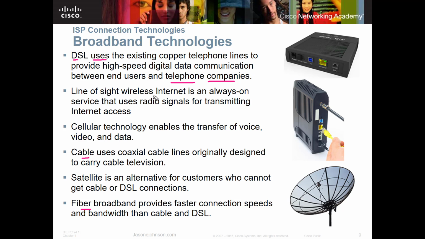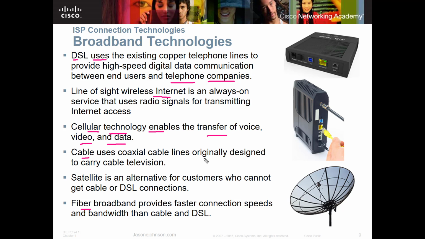Line of sight wireless internet, you can set up an antenna on your house and point it to a tower somewhere. Cell technology, you can use just like your cell phone, just 4G or 3G or the newer 4G that's coming through. But you can do transfer of video, voice, and data. Cell technology is not as advanced as far as speed, and it's expensive, but it does help sometimes when you're out somewhere and you need internet.